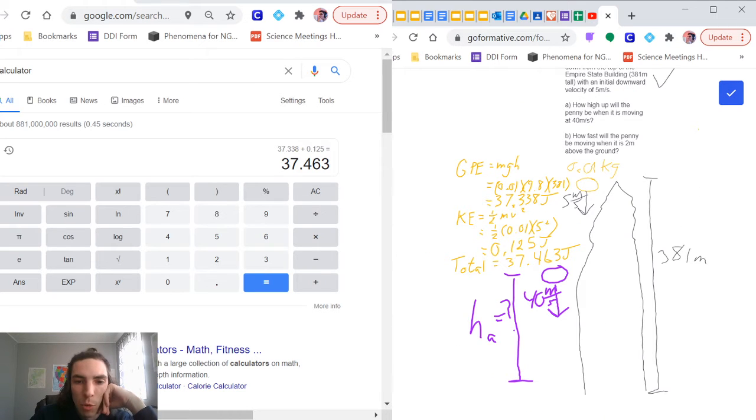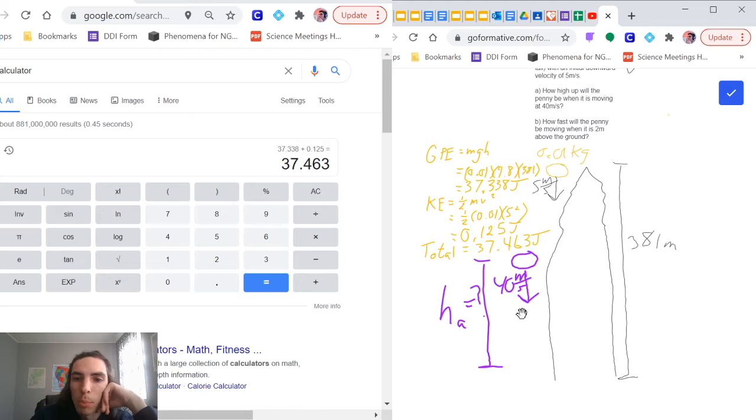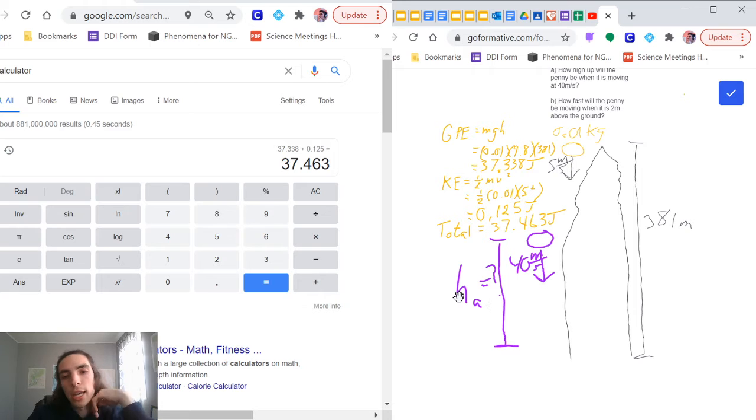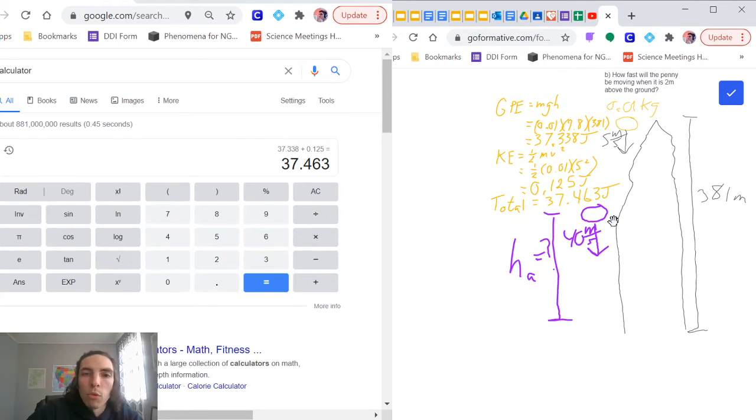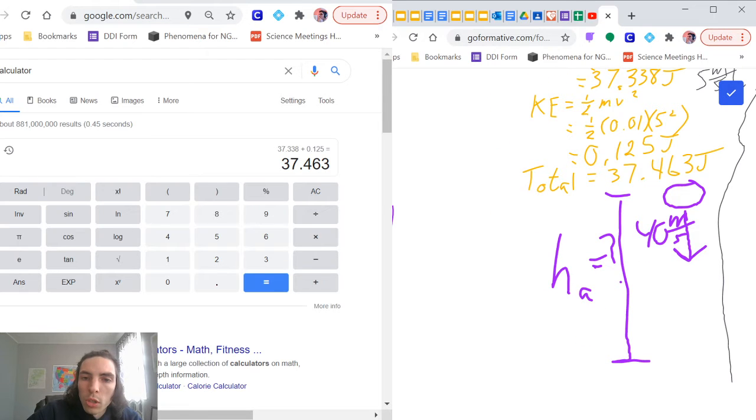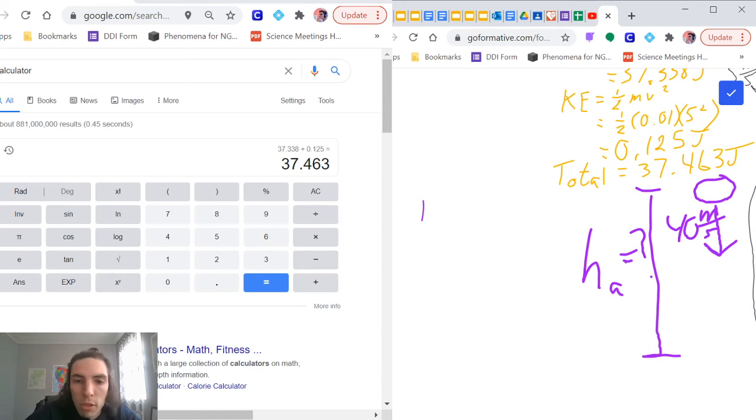So that is going to be a helpful thing for us when we come back down to part A here in purple and try to figure out this missing height, how high up the penny will be when it reaches this velocity of 40 meters per second downwards. So before we do anything else, I'm going to just write that, let's zoom in a little bit, our total energy still needs to be the same 37.463 that it was before.